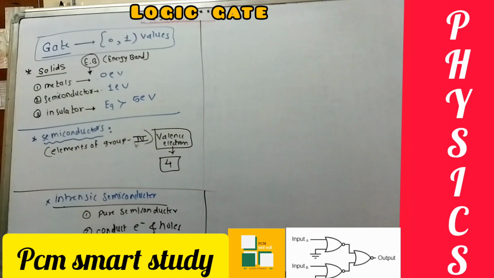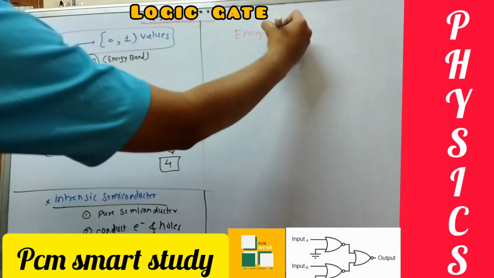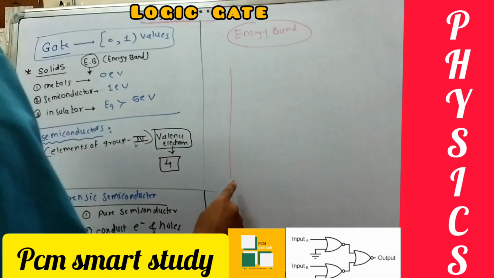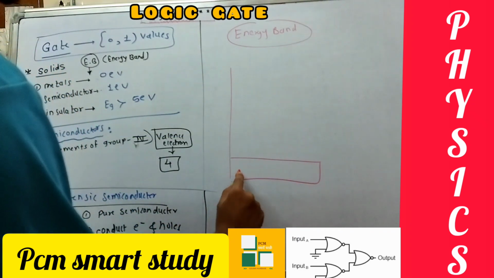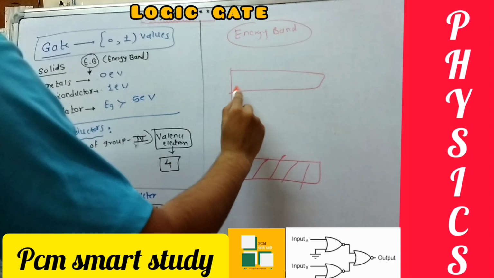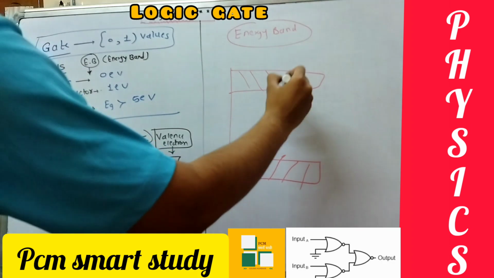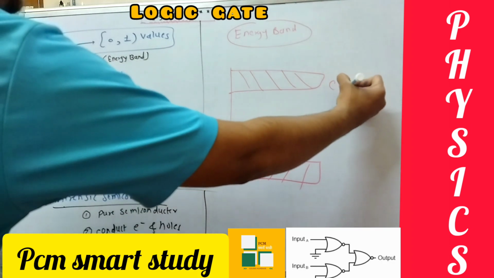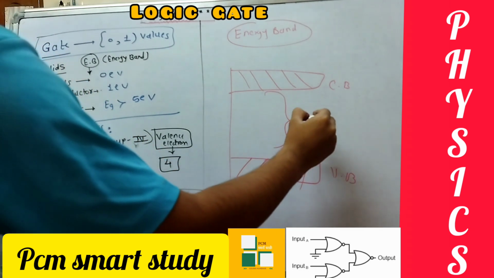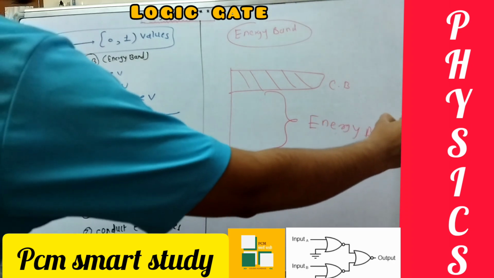We study the energy gap concept. Energy gap means the gap between conduction band and the valence band. There are two types of bands. First is conduction band, next is valence band. The gap between conduction band and the valence band is the energy gap, and the definition of an energy band is the gap between conduction band and the valence band. Next is extrinsic semiconductor.